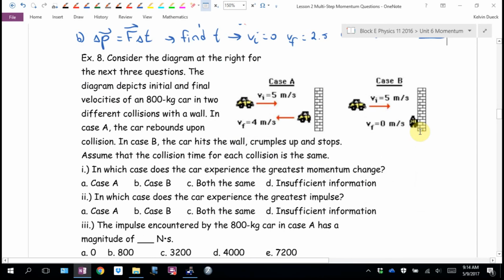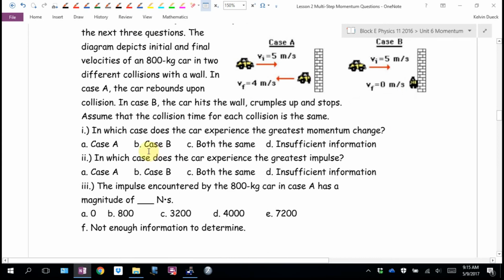All right. Says, consider the diagram at the right for the next 3 questions. The final diagram depicts the initial and final velocities of an 800 kilogram car in 2 different collisions with the wall. So in the first situation, the car rebounds off of the wall and goes back in the opposite direction at 4 meters per second. In case B, the car comes to a stop. First question, in which case does the car experience the biggest momentum change?